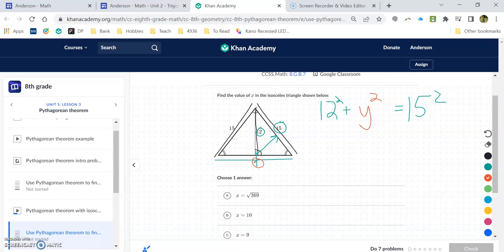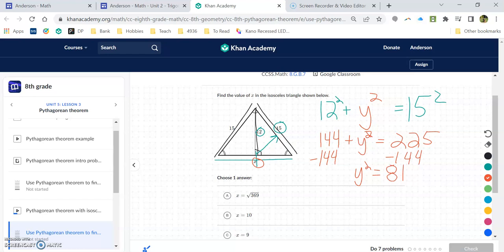We get 12 squared is 144. Our y squared stays the same. And 15 squared is 225. Subtract 144 from both sides. 225 minus 144. Well, we have 56, 66, 76, 81. So y squared equals 81. If you can't do it in your head, then get a calculator, please.